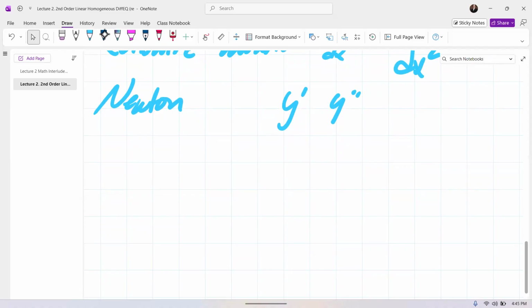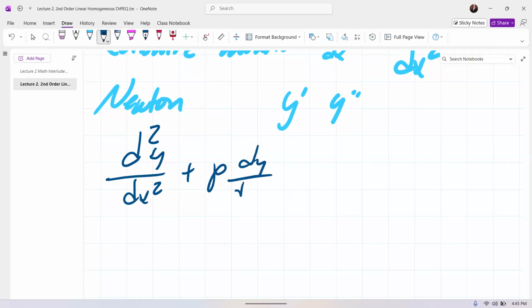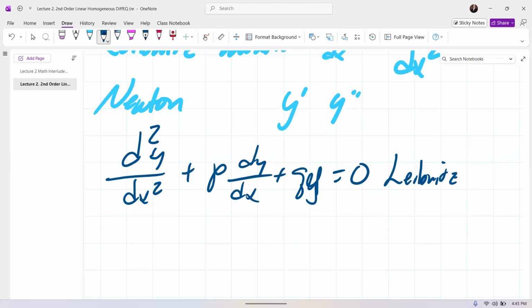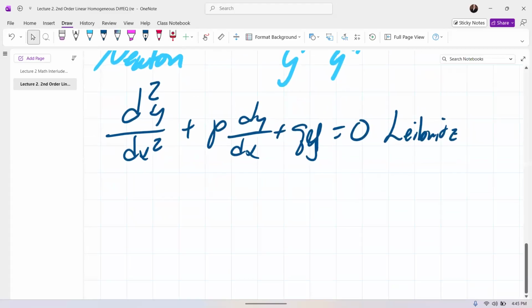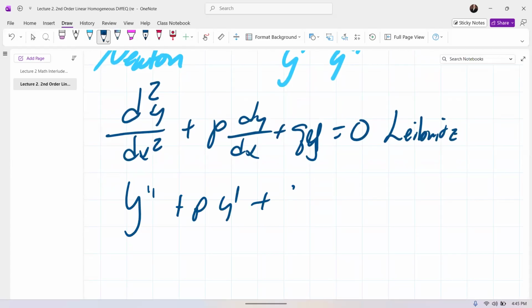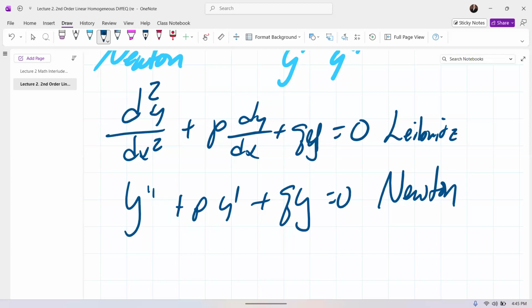So we have in the Leibniz notation d squared y over dx squared plus p dy/dx plus qy equals 0. This is the form you'll often see things in. But we could rewrite this in the Newton notation. You could write y double prime plus py prime plus qy equals 0. This is the same thing using the Newton notation from calculus, and that may be a little more helpful for us.